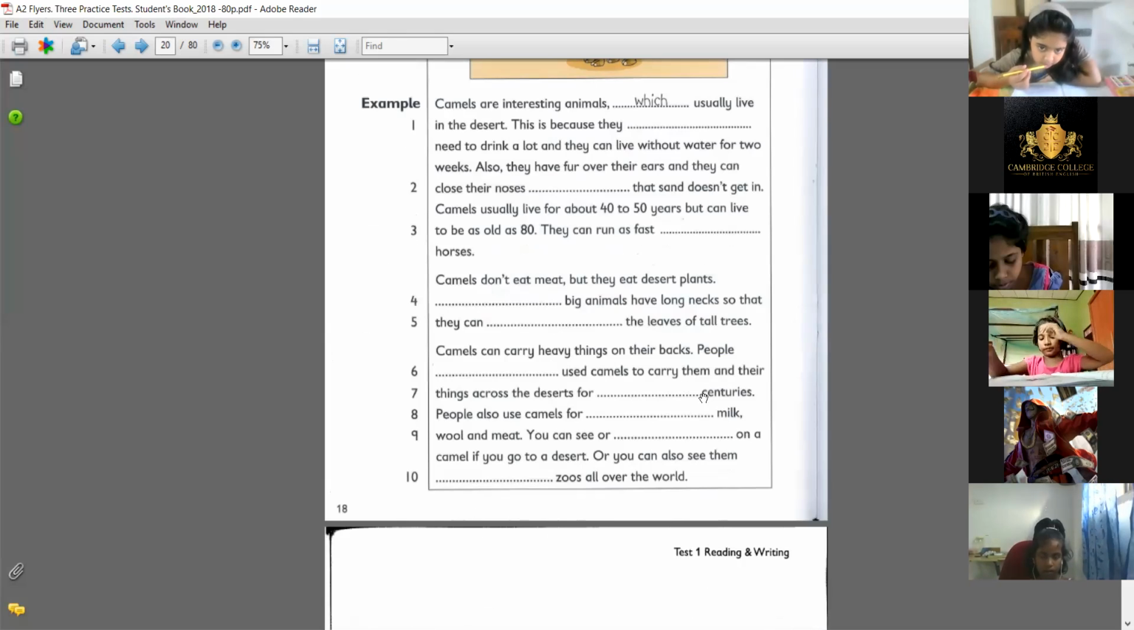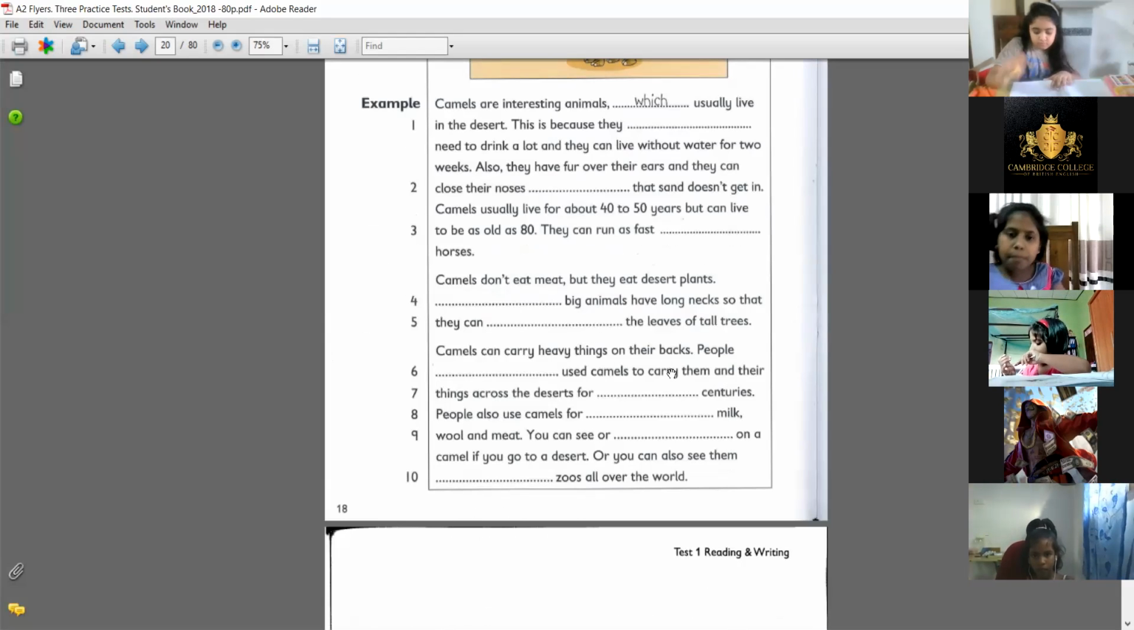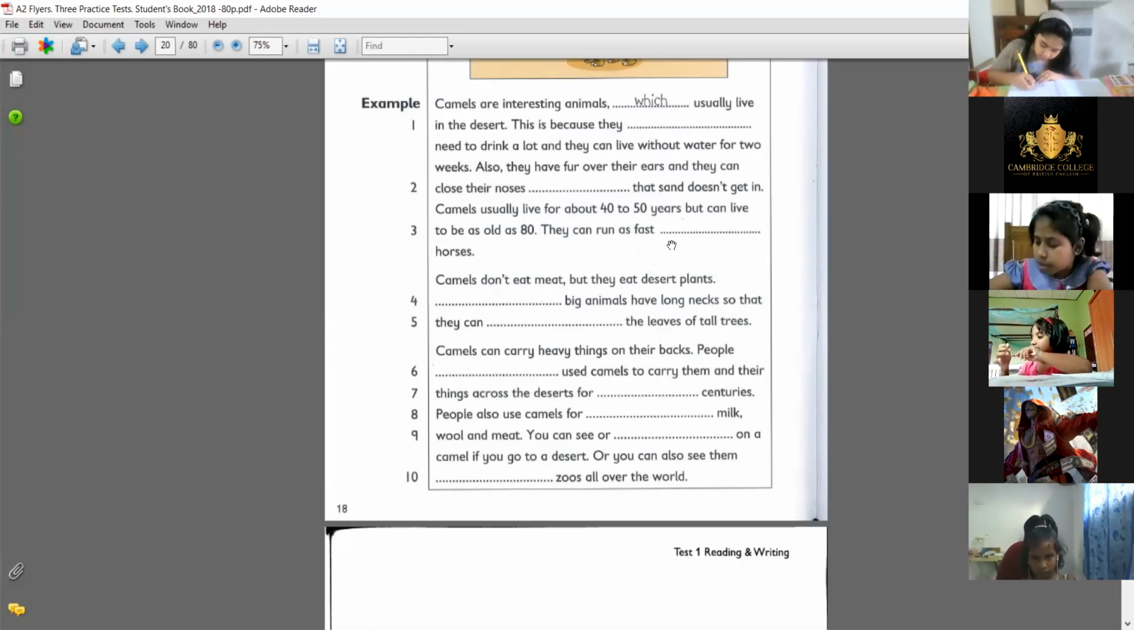Used camels to carry them and their things across the desert for many, much, many centuries. What is the answer? For many centuries.